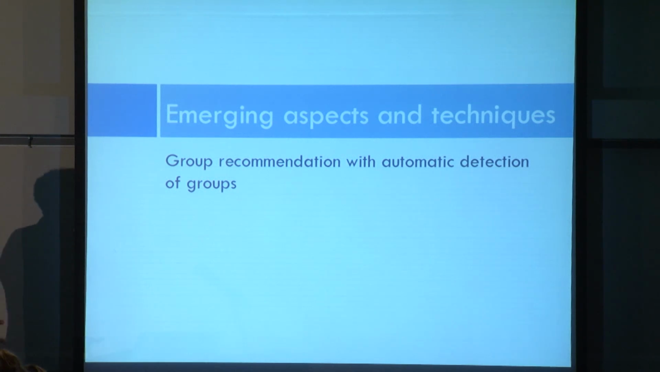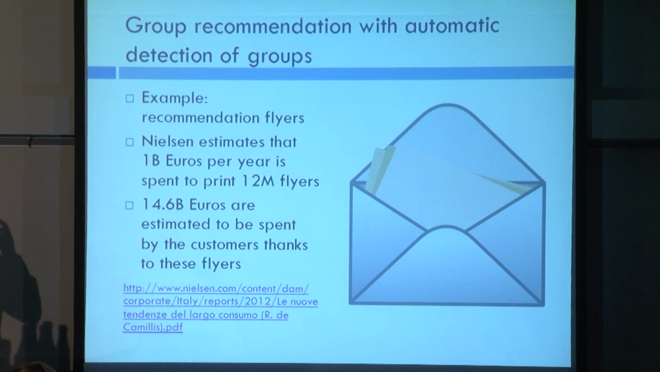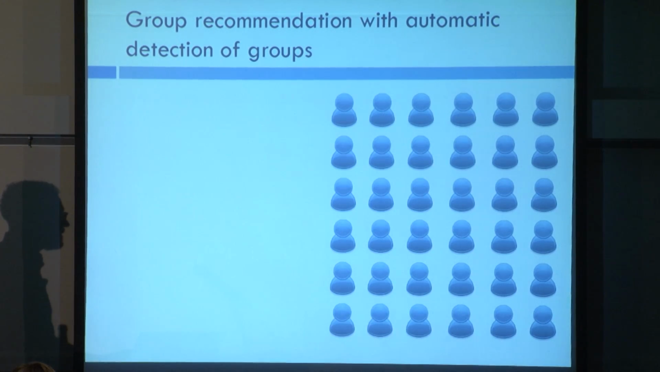The last aspect on which I will focus is the research area in which I've been working over the last few years, in which we consider the fact that sometimes groups might not be available as well. Let's consider an application scenario so that we see why this problem might be interesting. Let's consider recommendation flyers that are sent to the users. Nielsen recently estimated that 1 billion euros per year is spent to print 12 million flyers in Italy alone, and that 14.6 billion euros are estimated to be spent by the customers thanks to these flyers. So you can see that behind this market there's a strong interest.